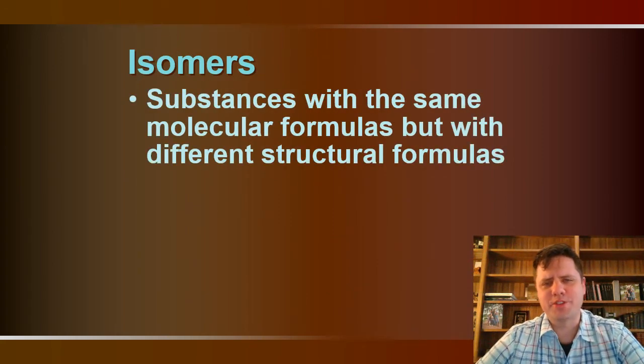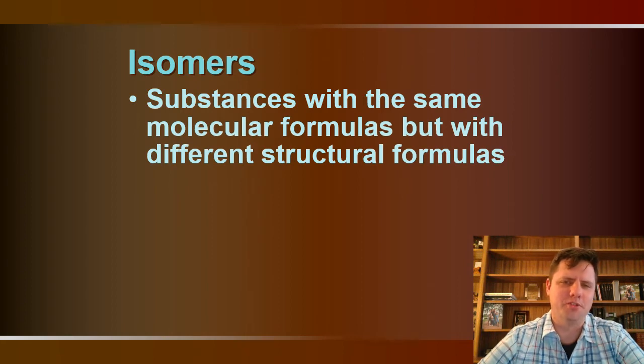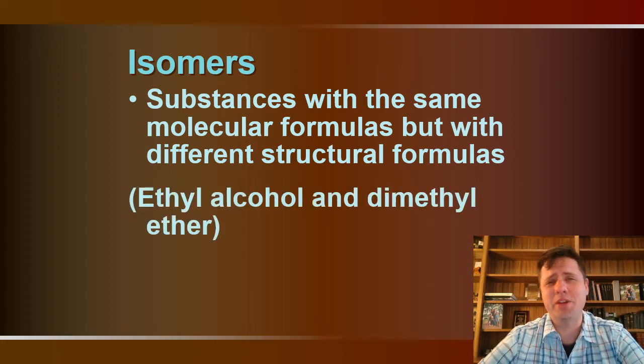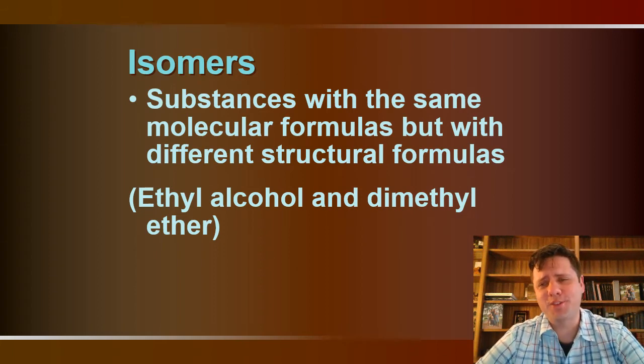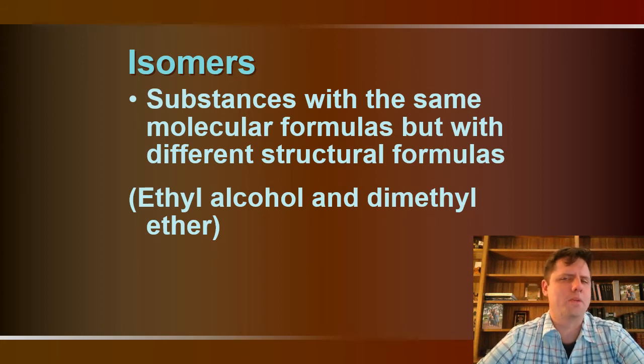Now, an isomer is a substance with the same molecular formula, but with different structural formulas. Like the example that we used earlier in the lecture, ethyl alcohol and dimethyl ether both have the same molecular formula, but they have different structural formulas. They're combined together in a different structure.